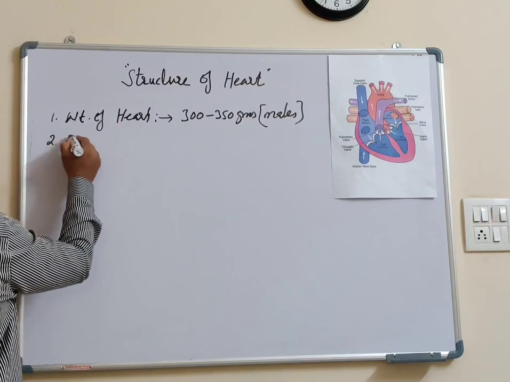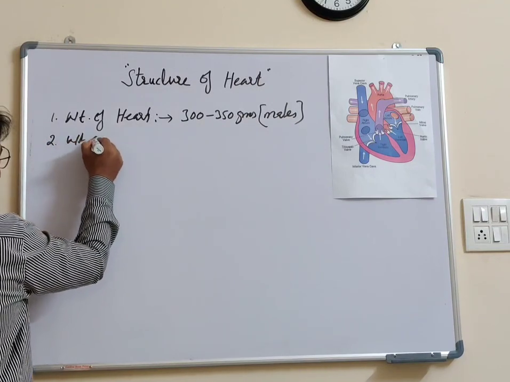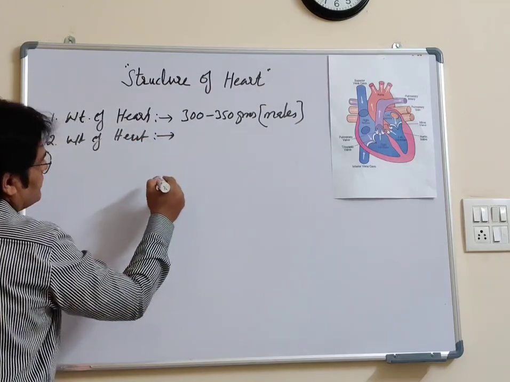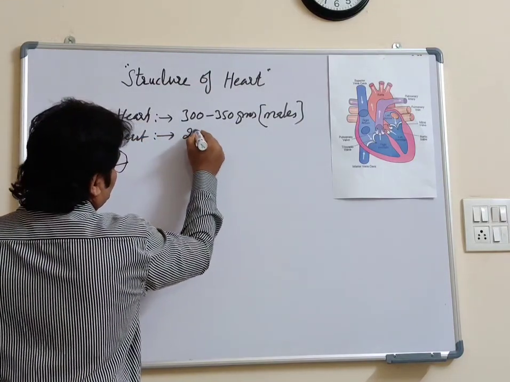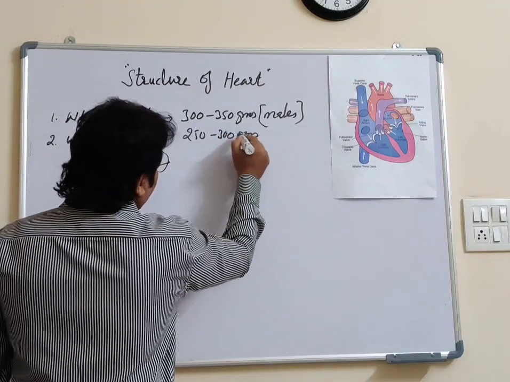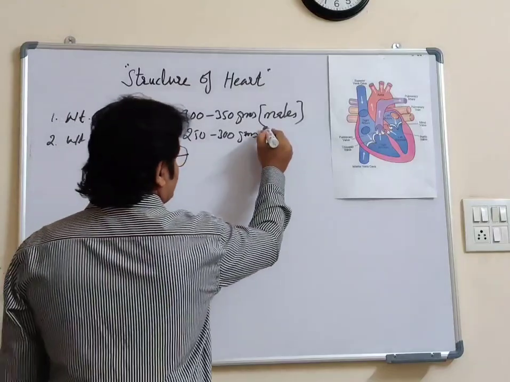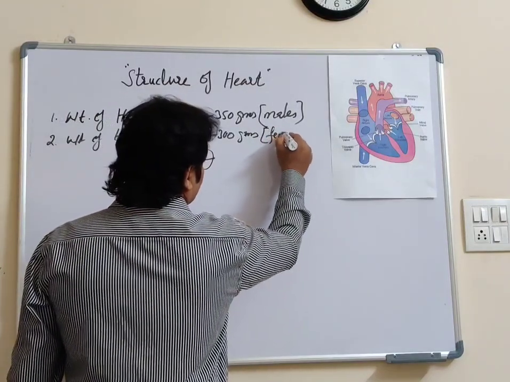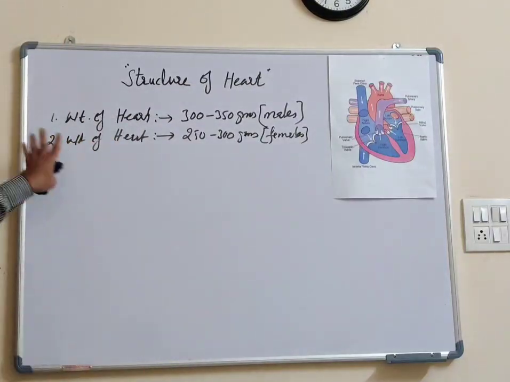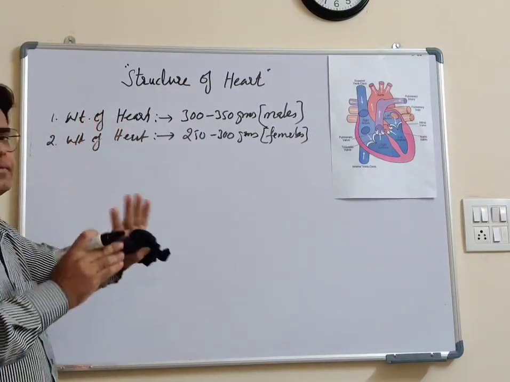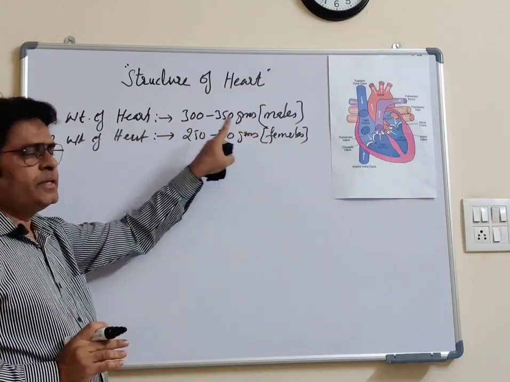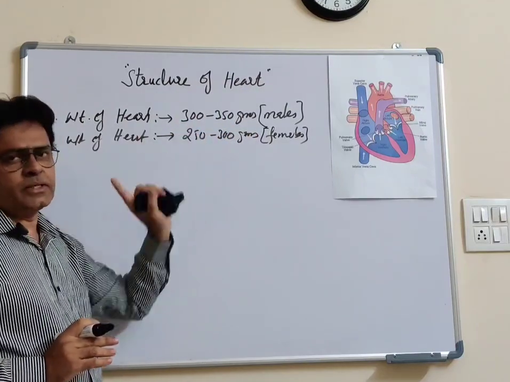Second point, you can write the weight of the heart in females. It is around 250 to 300 grams in females. The weight of the heart in males and females is a little bit different. In males it will be 300 to 350 grams. In females it will be 250 to 300 grams.